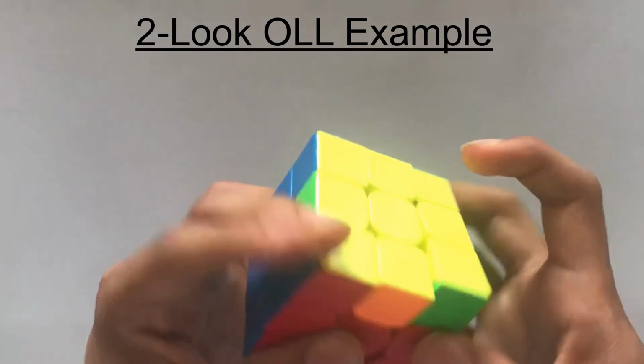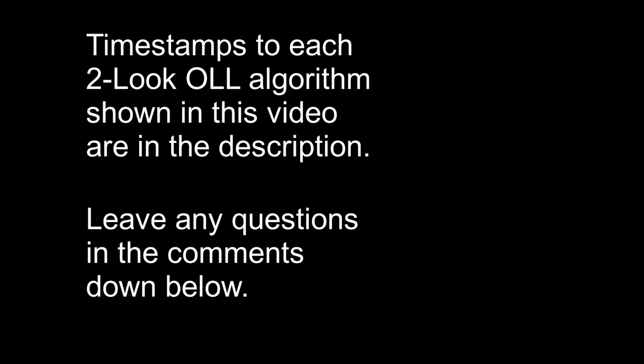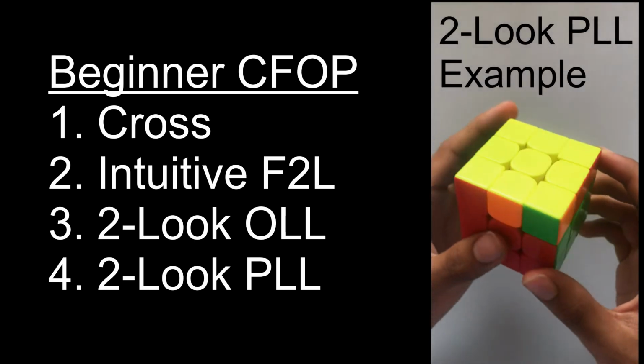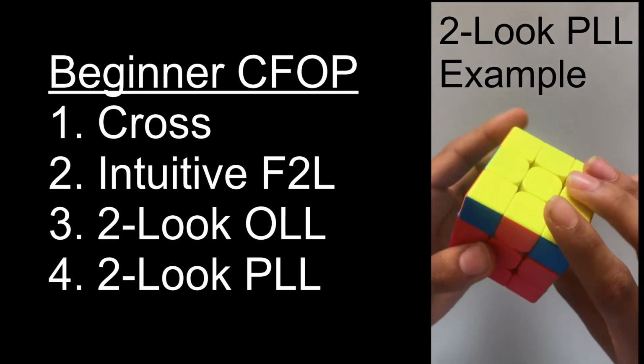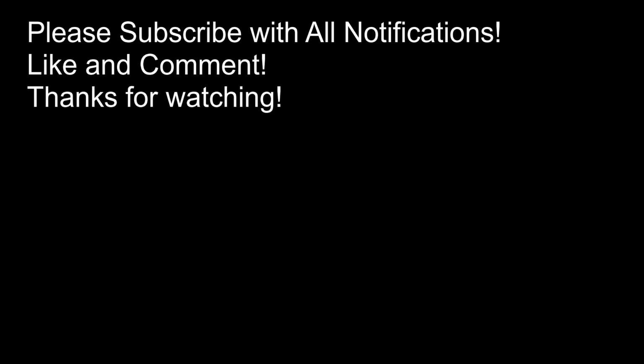That's the end of this tutorial and I hope you now understand 2Look OLL. If you need any help, pause the video here and use this 2Look OLL algorithm sheet that I have made. If you want to learn a specific algorithm in this video, the timestamps to each algorithm will be in the description. If you have any questions, just leave it in the comments and I will answer it. After 2Look OLL, the next step of beginner CFOP is 2Look PLL, which solves the rest of the cube, and you can learn that by clicking on this video.